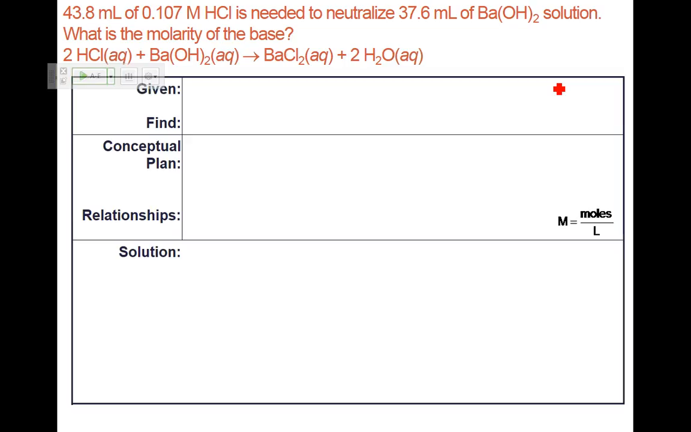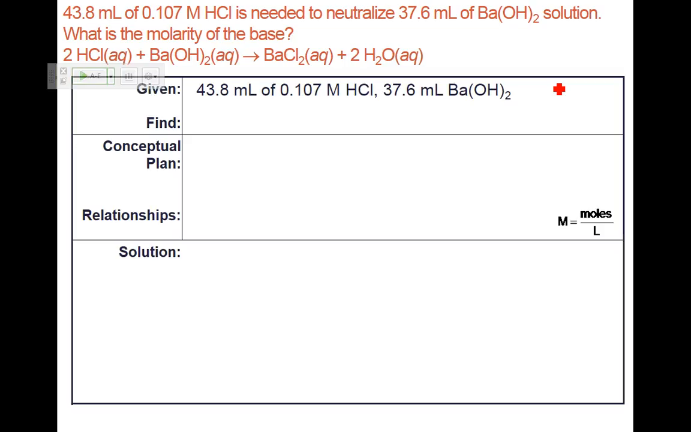This is typically called a titration. We'll talk a bit more about that later on when we really get into the reaction. But we're given everything we need. We're given our volume of HCl and our concentration of HCl. We're given our volume of barium hydroxide. What we don't have is our concentration.